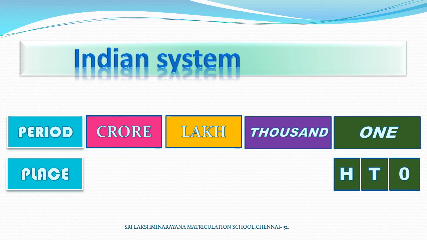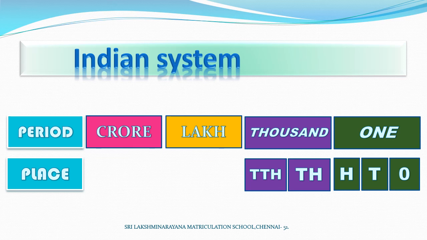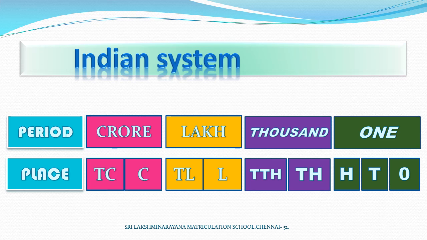And the 1000 period consists of 2 places, 1000 and 10,000. The places under lakhs period are lakh and 10 lakh. And under crore period it is crore and 10 crore. So only the ones period will have 3 places and the remaining 3 periods will have only 2 places.